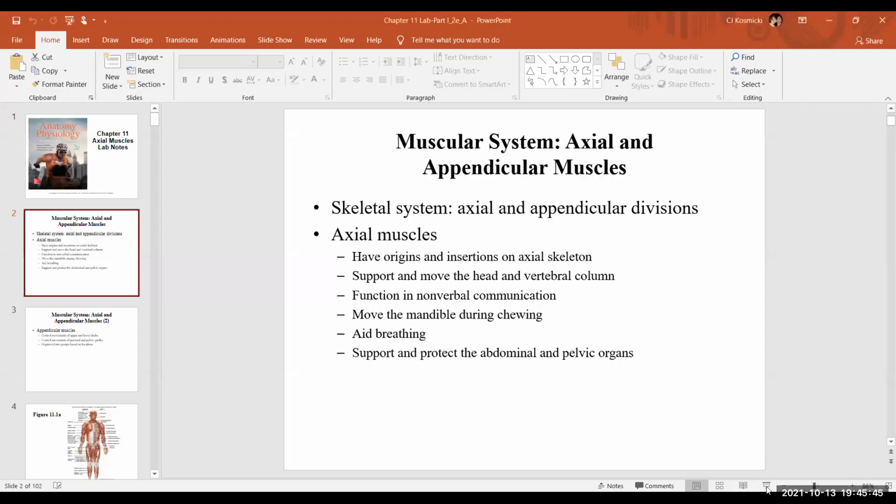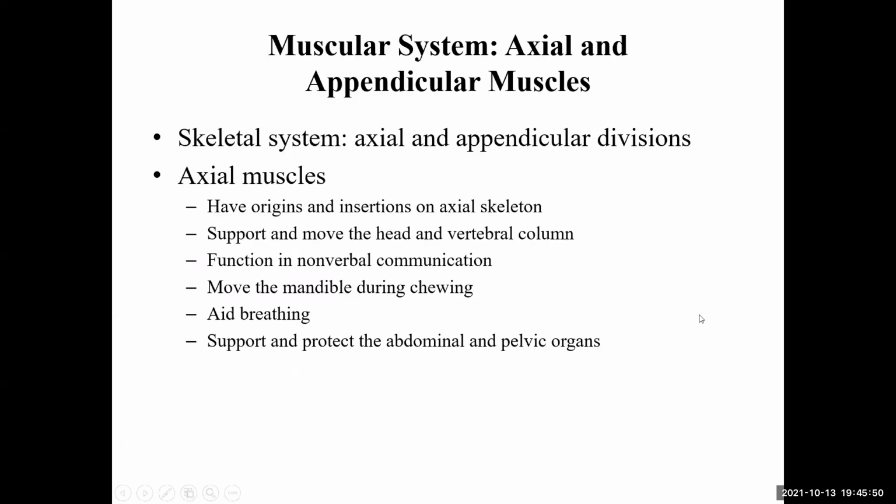Chapter 11, we're going to be discussing muscles. Today, we're going to start off talking about the axial muscles. And the nice thing is that when we discuss the muscles for this class, we're going to divide the muscles up into two divisions. The axial muscles are the muscles affiliated with the axial skeleton in some way, shape, or form, either through the origins and insertions, how they affect parts of the axial skeleton. And then the other division is the appendicular division. That's going to have to do with the upper and lower extremities.